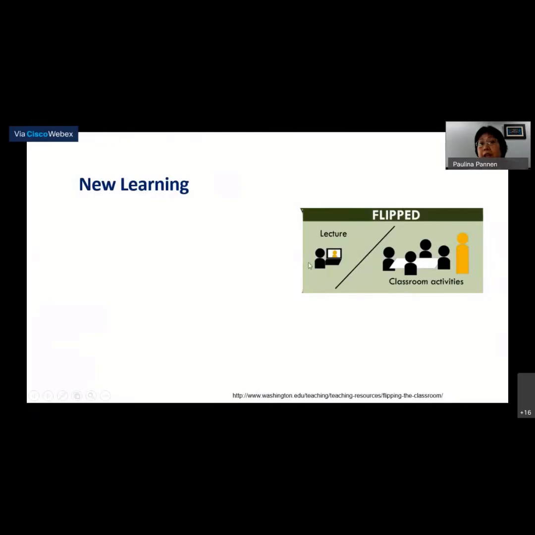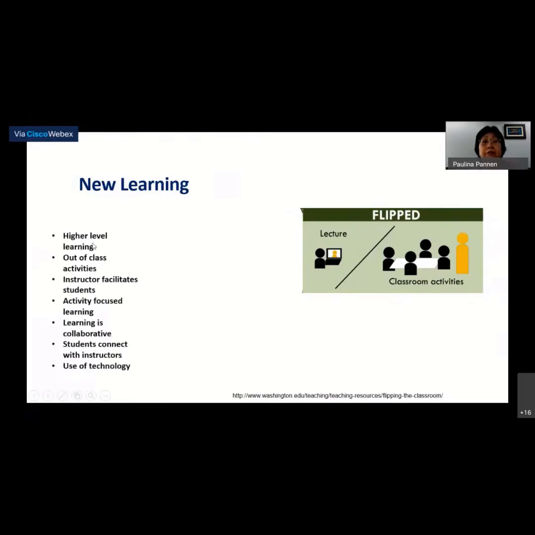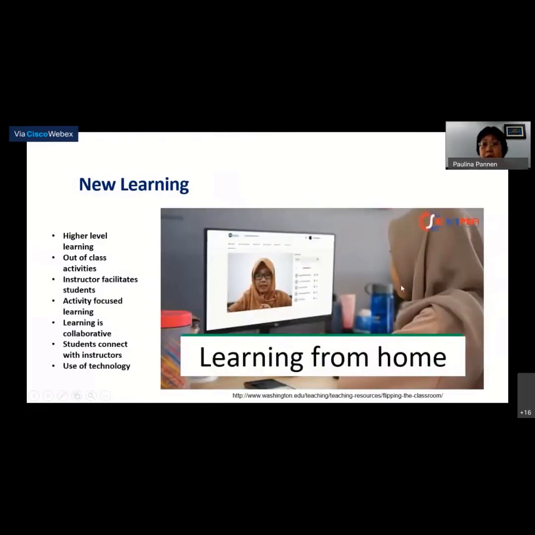So the teacher or the lecturer will produce materials so that the students will view it at home. And then if they go to the classroom activities, they will discuss the material, so no more lecturing, no more one-way teaching from the teachers. And then the principles are higher level of learning, out of class activities, instructor facilitates students, activities focus learning. Learning is collaborative and connects with instructor, the students, and the use of technology. However, the classroom activities was replaced during the COVID-19 with learning from home. Everything can be done from home. And this kind of habit actually will be the new habit, what we call the new learning in the new normal situation.